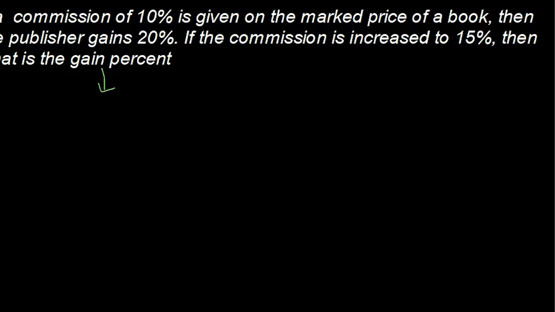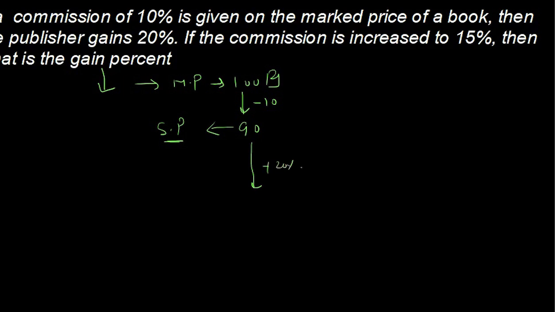A commission of 10% is given on the mark price. So let us assume the mark price is going to be 100 rupees. Now a 10% commission is given, so minus 10 rupees. So they agree to sell it at 90 rupees. Then the publisher gains 20%, or sorry, 20 rupees, but still he is gaining 20% on that.